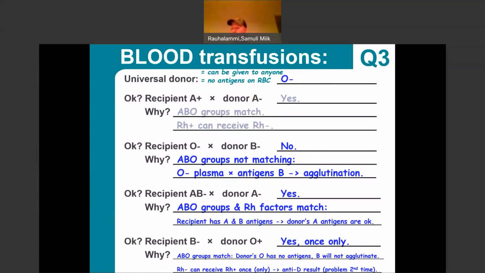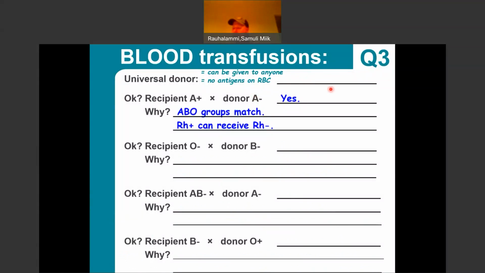I was also asking whether a person with type A positive could receive type A negative blood. And this would be fine because the ABO blood groups match and the Rh positive can receive Rh negative blood. So that's not going to be a problem at all. That's going to work out just fine.